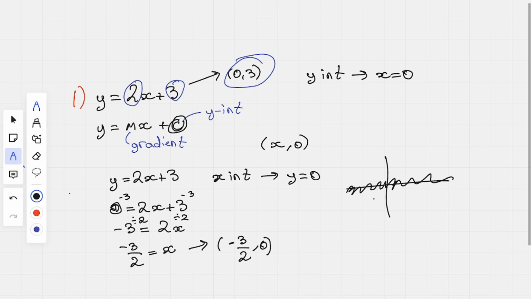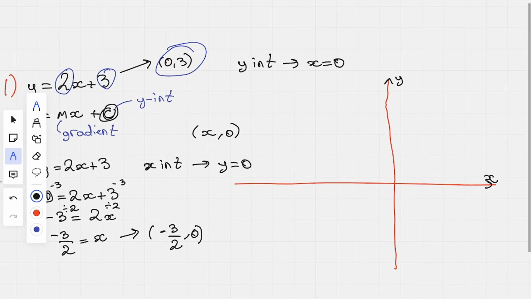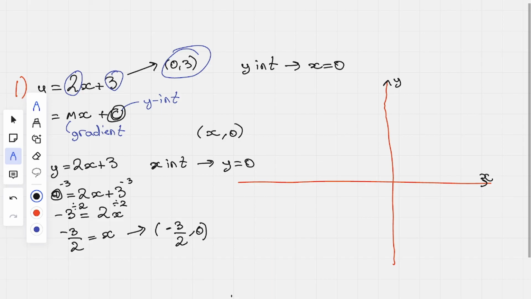So now let's use this information to actually sketch a proper graph. So let me just draw the Cartesian plane. Let's draw the axes, y, x, and now we already know our x and y-intercept. So (0, 3) would be over here.